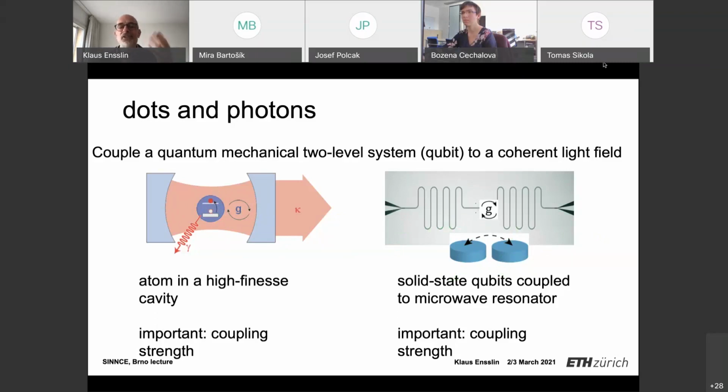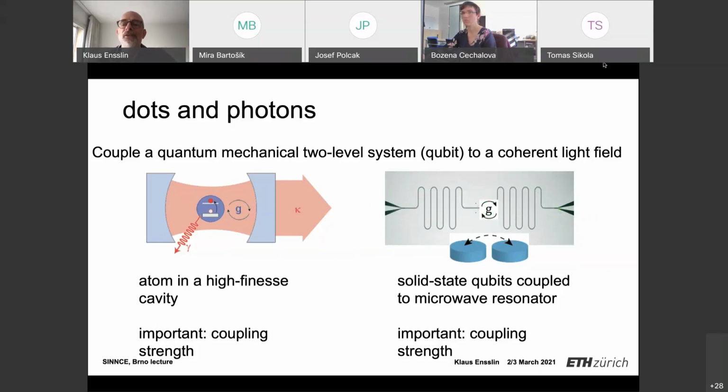Now, the energy scales for atoms are optical frequencies. The energy scales for our quantum dots are much smaller. So they are milli-electron volts, not electron volts, but milli-electron volts. Because the energy scales are smaller, that means the corresponding photons are microwave photons, not optical photons. And that's why you build a microwave cavity, a superconducting microwave cavity.